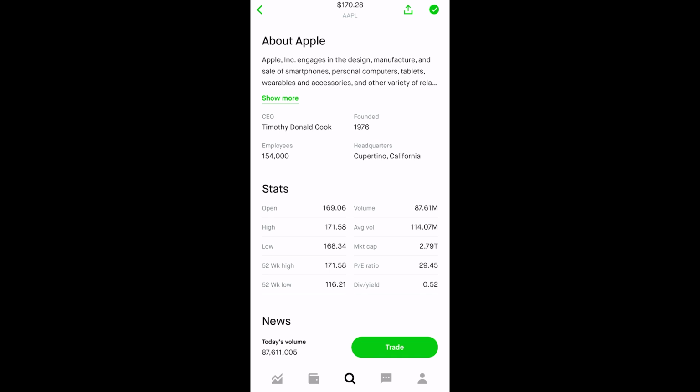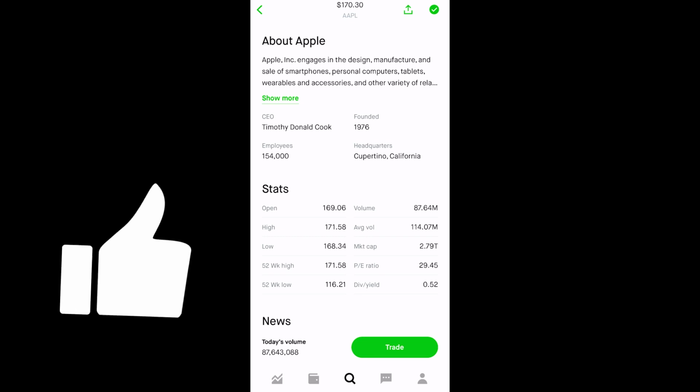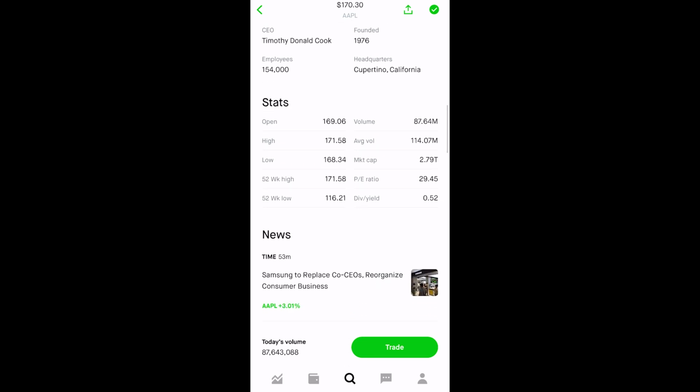Now the stats, this is what we're really going to be looking at here. And the stats for individual companies are always going to look exactly the same on Robinhood. So you're just going to scroll down here. They're going to have the open. That's referring to today's open. So it opened at $169 a share. And then today's high so far is 171.58. And I say so far because it's still open for another 30 minutes and things can change. Now the low so far is 168.34. So you can kind of tell how big the swing is going just based on the high and the low.